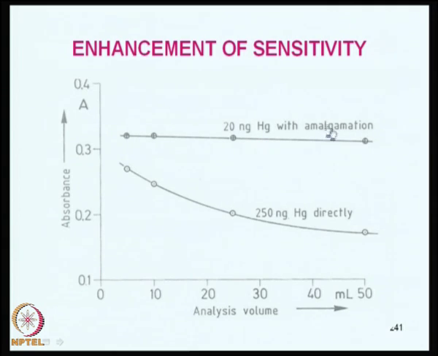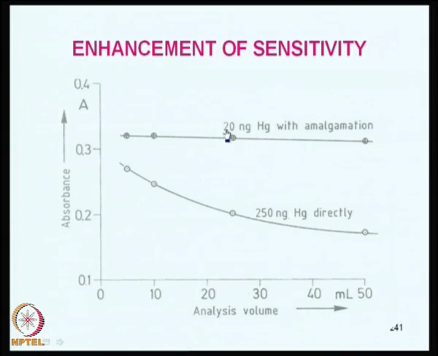20 nanogram at a quantitative level, you can see that absorbance is of the order of about 0.3. So, 0.3 absorbance is quite large with respect to atomic absorption signals, because the minimum that can be determined is 0.004. Now, 0.3 is quite significant for 20 nanograms. So, even 1 nanogram can be determined quantitatively with amalgamation, whereas if you determine mercury directly without amalgamation, the signal decreases, you can get a signal of only about 0.2527 with 250 nanogram directly.